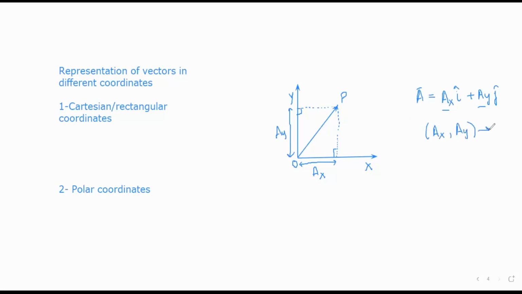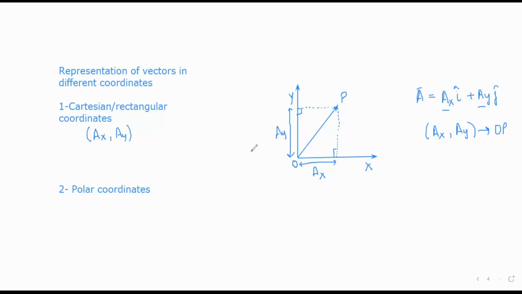We can use this information to find the vector OP. We can simply plot these AX and AY points on this 2D plane, and we can join the O and the point P with the help of a position vector, and so we will get this vector OP. This is the case for the Cartesian or the rectangular coordinates. When we specify any vector using its components AX and AY, then this is the Cartesian or the rectangular coordinate system.